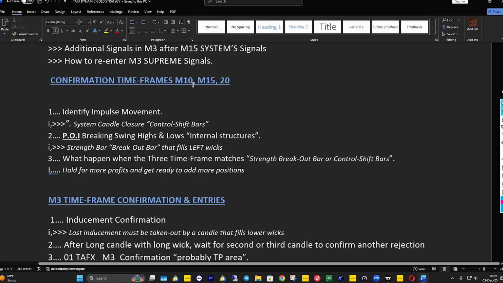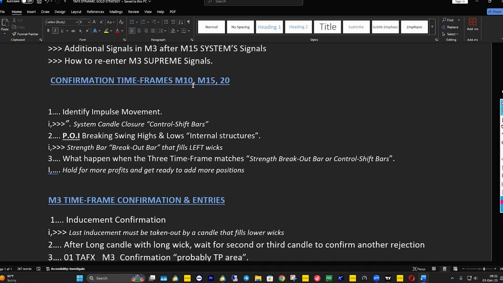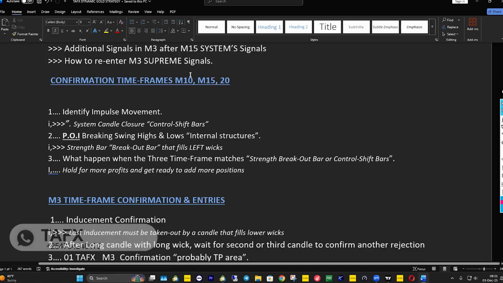So there is 1 signal, 2 signal, 3 signal. And remember, in every signal, you can get even 2 entries. If you viewed our video where I was trading live, you can see the opportunities are there. Minute 15 can give us a signal, minute 10 can give us a signal, and minute 20 also can give us a signal.